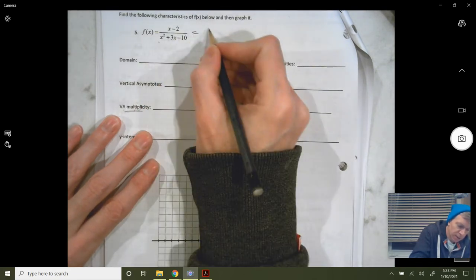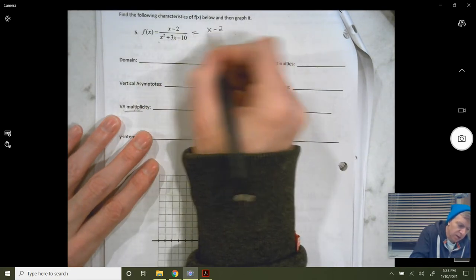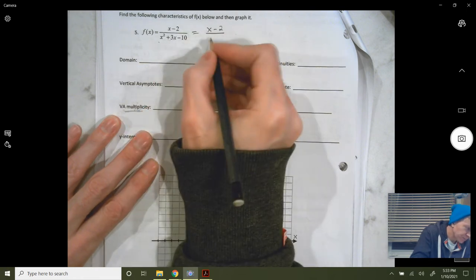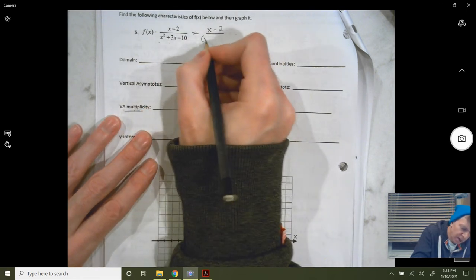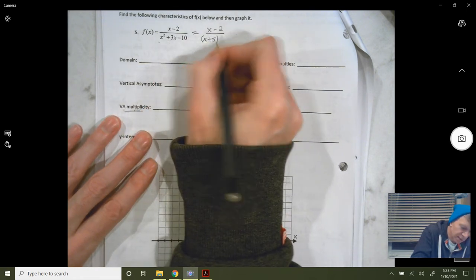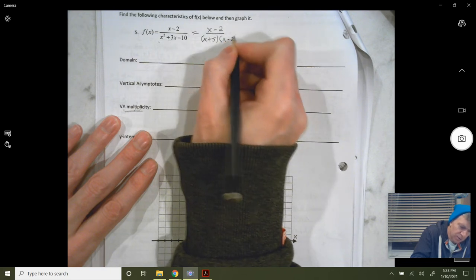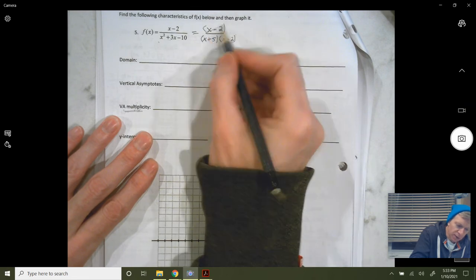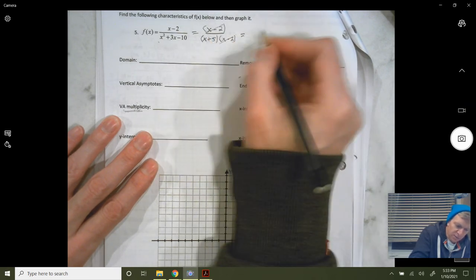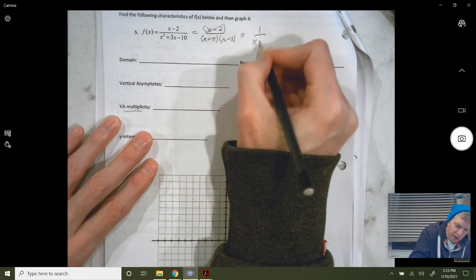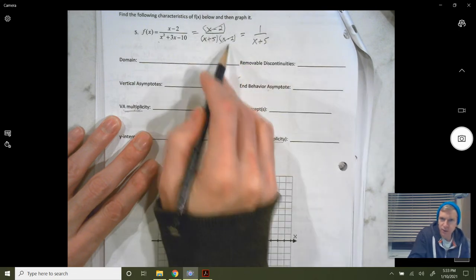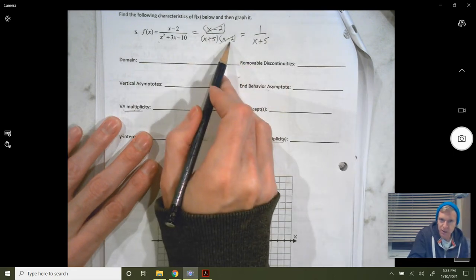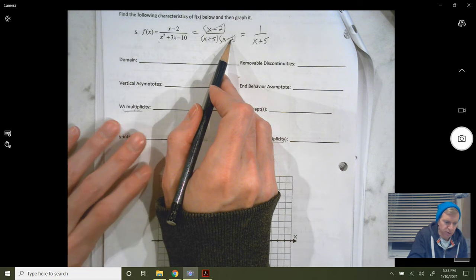Okay, we've got an x minus 2 on the top. On the bottom, we want to factor that. That becomes x plus 5 times x minus 2. Okay, you notice the x minus 2 factor occurs in the top and the bottom. You can cancel that. The simplified version is 1 over x plus 5. Okay, don't just cancel and forget it. Something that cancels is a key aspect of your graph that we're going to talk about.